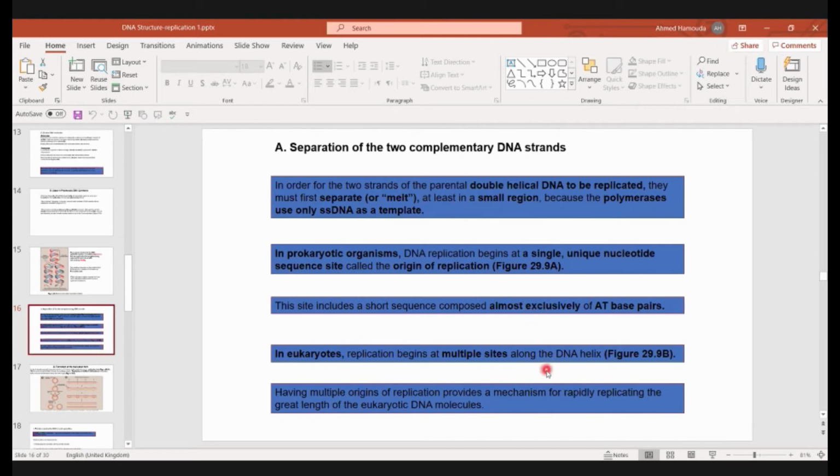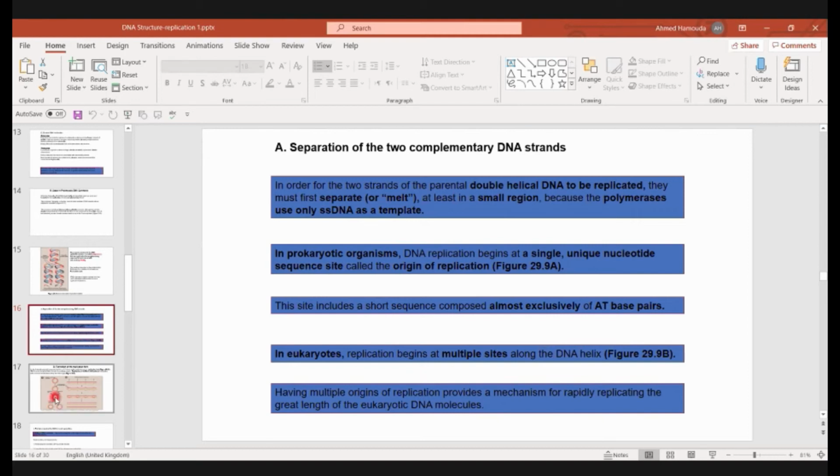In eukaryotes, though, the replication starts at multiple sites because the chromosomes in humans are bigger. So if only one site is open, it will be impossible to replicate the whole genome.